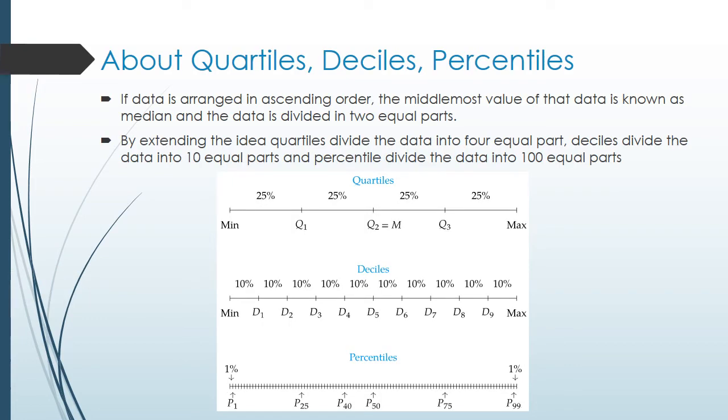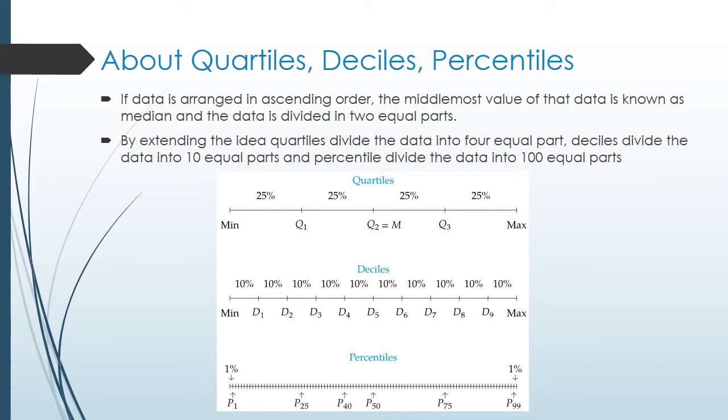Quartiles, deciles and percentiles are the extension of the median. Let's see how it works. If the data is arranged in ascending order, then the middlemost value we consider as the median, and the data is divided into two equal parts. That means the whole data is divided into two equal parts, the first 50% and the second 50%, and the middlemost value is considered as the median.